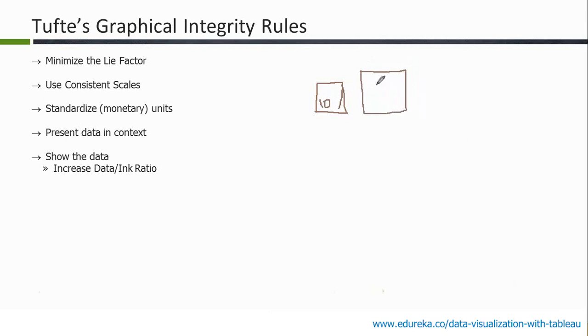And say the sale is 40. Okay. So anybody, what is the problem with this kind of presentation? So this is 10 units of sales per hour. This is 40 units of sales per hour. Am I right or am I wrong in this visualization?